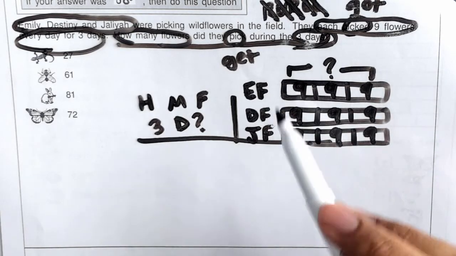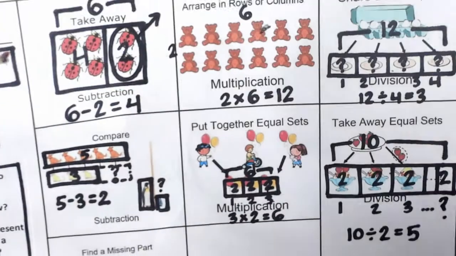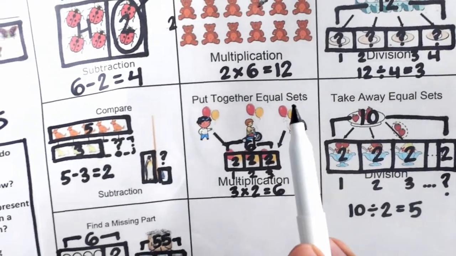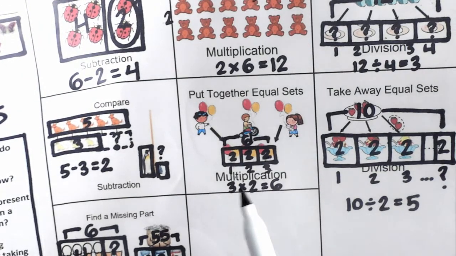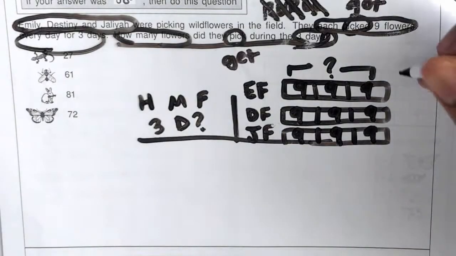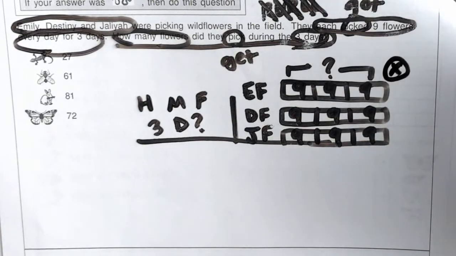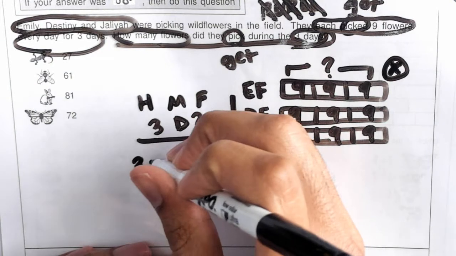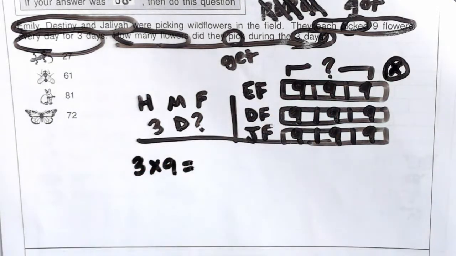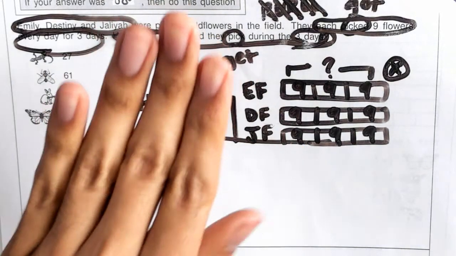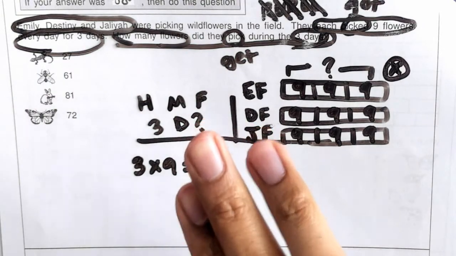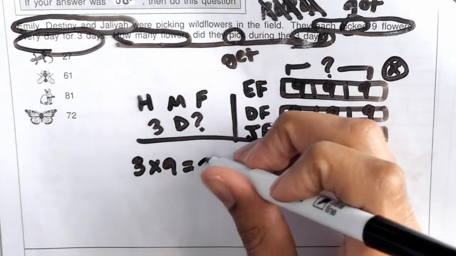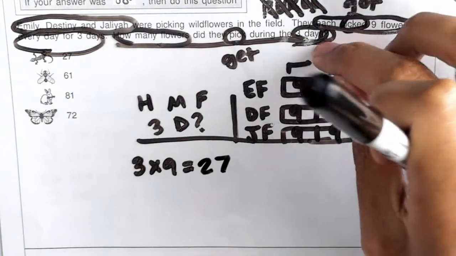And that is because this strip diagram matches up with our put together equal sets action, and the operation for that is multiplication. So let me write my clue off to the side. Since I see the 9 1, 2, 3 times, that's how I'm going to start my number sentence, 3 times 9. So I can sing the 3 song until I have 9 fingers. 3, 6, 9, 12, 15, 18, 21, 24, 27. So we have a total of 27 flowers for Emily.